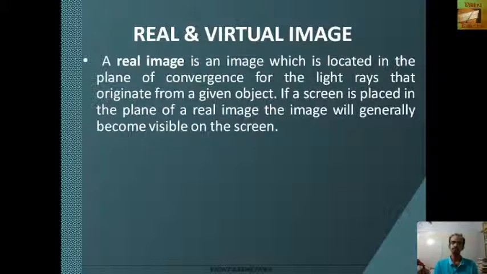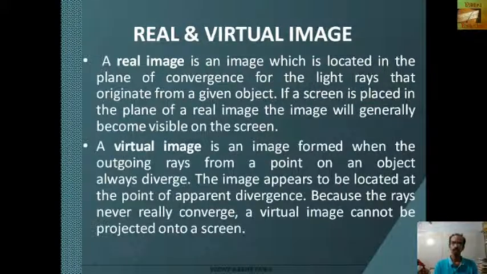While in the case of virtual image, the image is formed when the outgoing rays from a point on an object always diverge. The image appears to be located at the point of apparent divergence. Because the rays never really converge, a virtual image cannot be projected onto a screen.